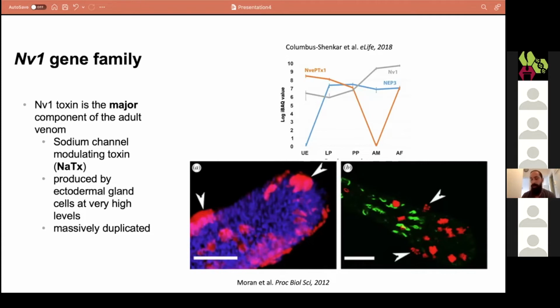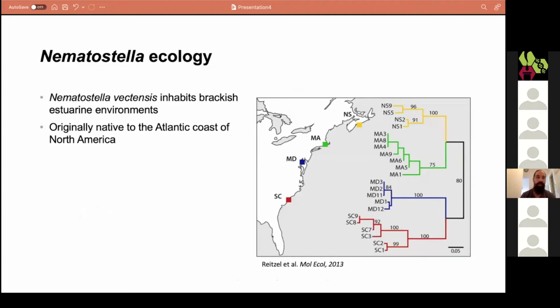And although we've gained all these insights into venom and its evolution by exploring the lab strain of Nematostella, we are also gaining insights into population dynamics of venom by exploring the ecology of Nematostella. In particular, it's found on the Atlantic coast of North America, and it has very well-defined population structure, highlighted here.